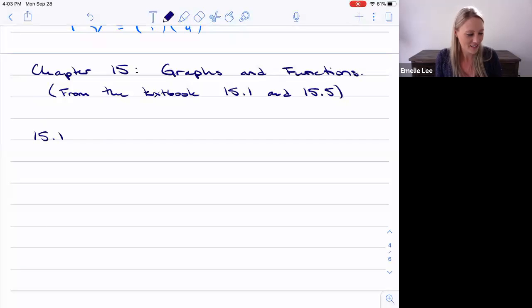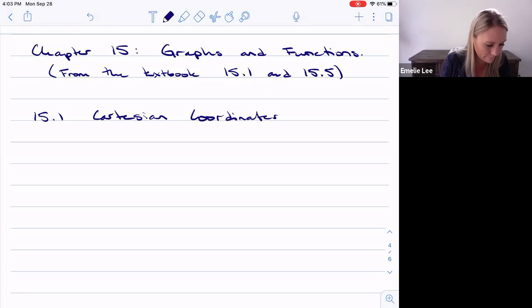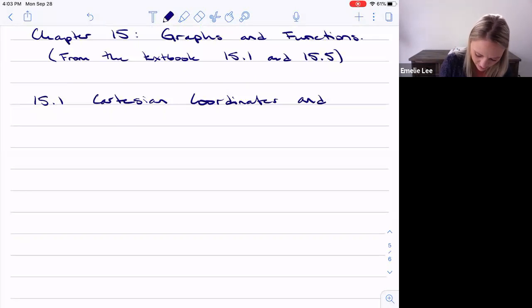All right, 15.1, Cartesian coordinates and graphing lines.